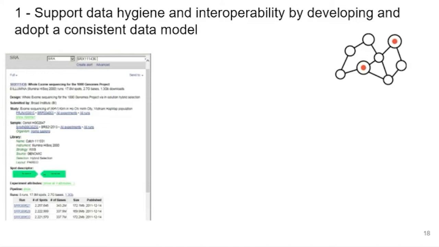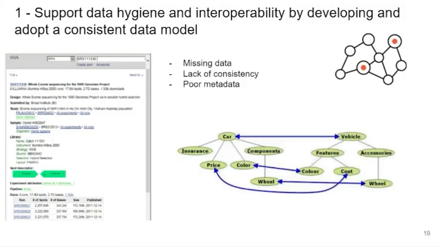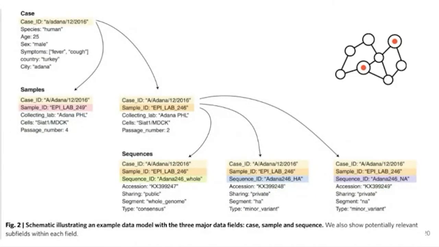So we already have genomic sequence databases such as the Sequence Read Archive with standard formats. But we continue to face challenges such as missing data and inconsistencies. So they recommend using hierarchical models to link all the related pieces of data that describe hierarchical relationships. In their model, they keep data linked by three major data fields: case, samples, and sequences.